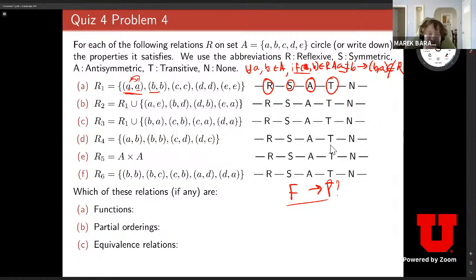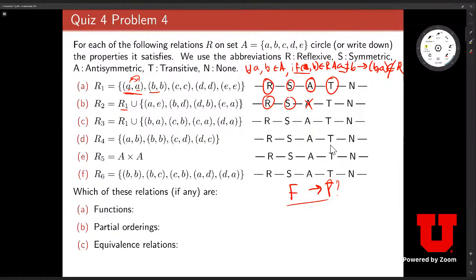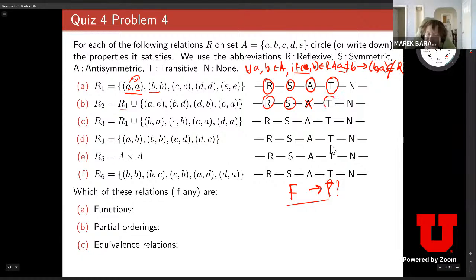Okay, so for R2, we notice that R1 is there, so it's reflexive. Is this symmetric as well? Right, so remember symmetric as you have them backward. Yep, it's symmetric. Is it anti-symmetric? Absolutely not, because we have EA and AE. Is it transitive? I'm thinking no.